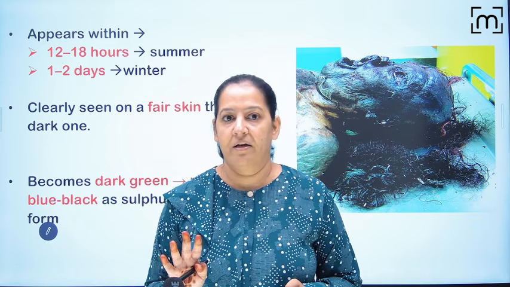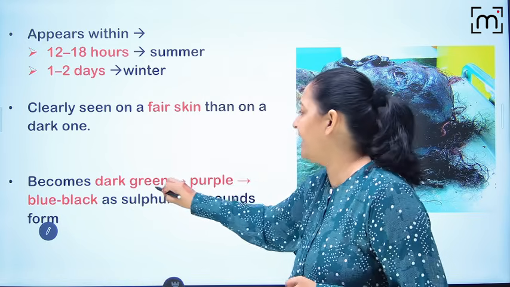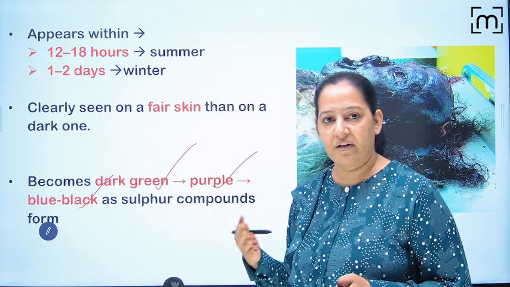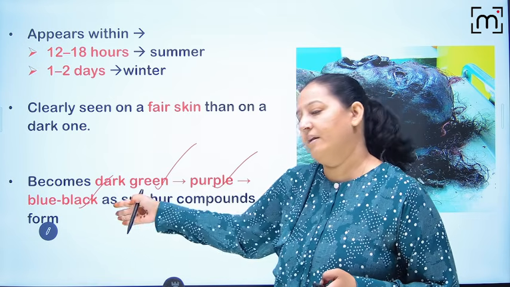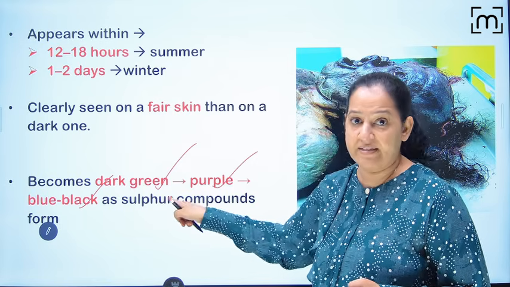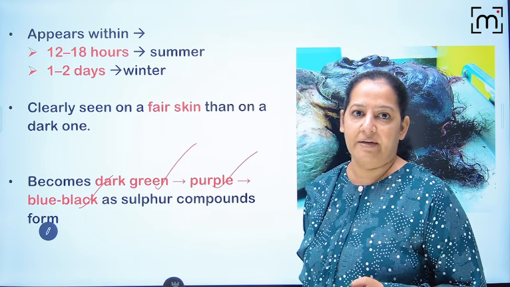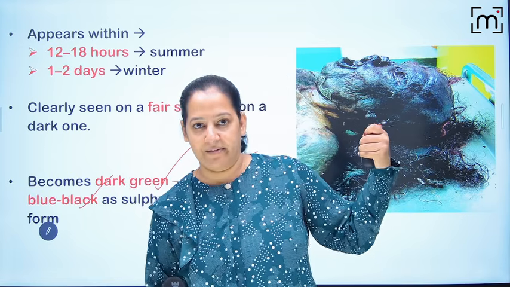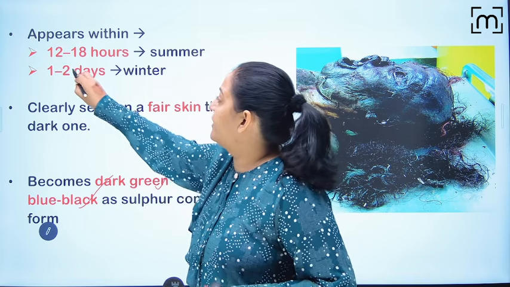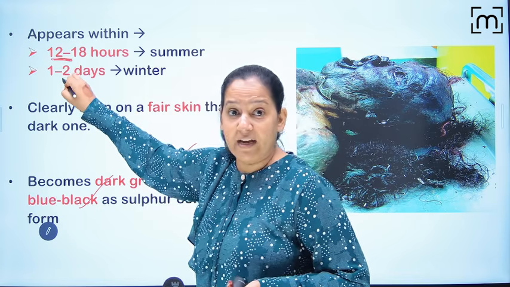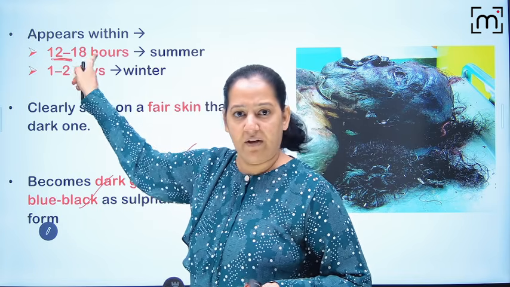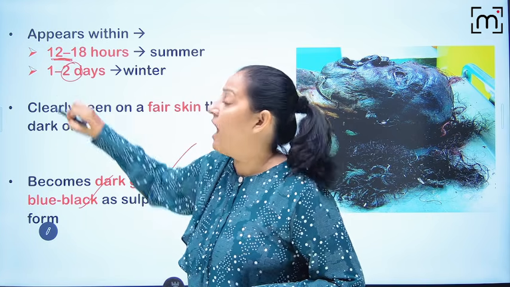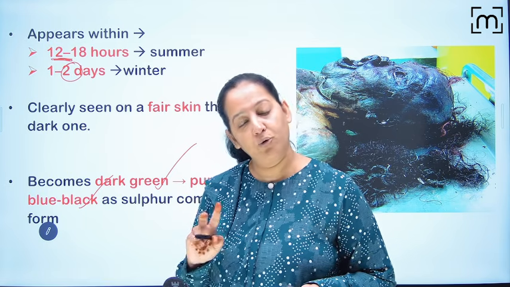So initially the color is green. After green, the color changes to purple, and finally to dark black. After a few days, 2-3 days, the color will be dark black. Okay, what is the time it appears? It is 12 to 18 hours. If it's a range, don't take just one of them. 12 hours means half day in summers, and 2 days in winters.